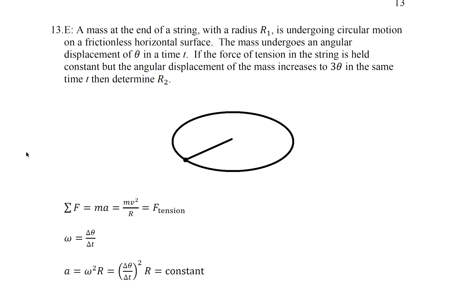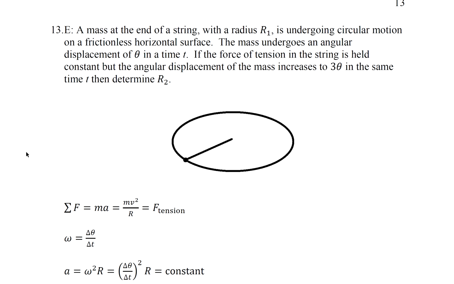Question 13. A mass at the end of a string with a radius r1 is undergoing circular motion on a frictionless horizontal surface. The mass undergoes an angular displacement of theta in a time t. If the force of tension in the string is held constant, but the angular displacement of the mass increases to 3 theta in the same time, then determine R2.